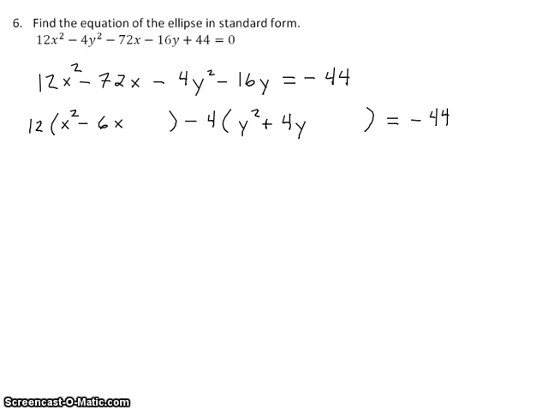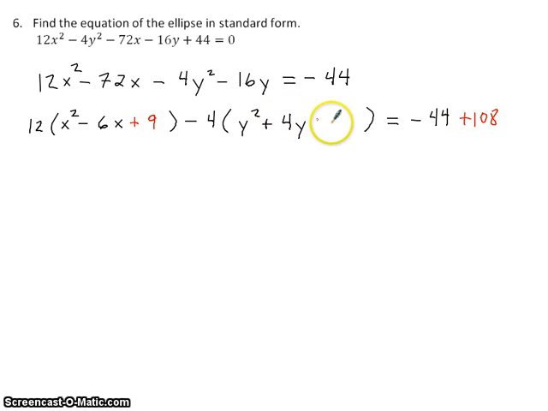So we've factored out, and now we have the ability to complete the square. Half of negative 6 to the power of 2 is a 9. I need to add in 9 there. I haven't really changed the left side by a 9. I've actually changed it by a 12 times 9, which is 108. So I need to add 108 to the right side over here.